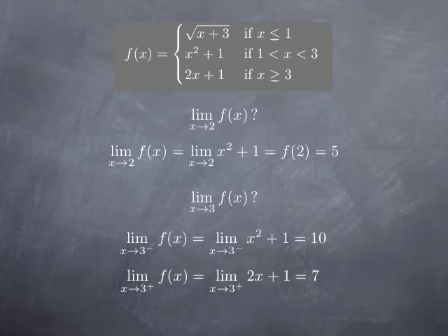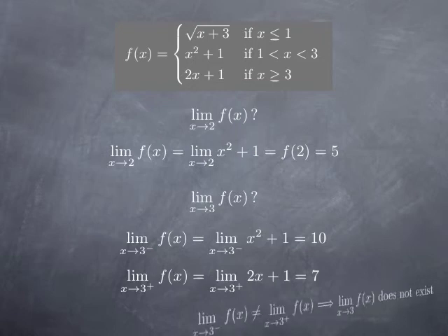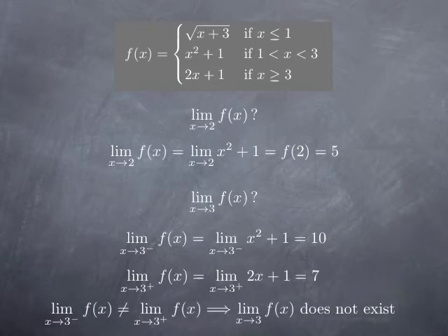From the right, when x is greater than 3, the function coincides with 2x plus 1, and therefore its limit at 3 is the value of 2x plus 1 at 3, which is 7. We find different one-sided limits at 3, and therefore the limit of f of x at 3 in the usual sense does not exist.